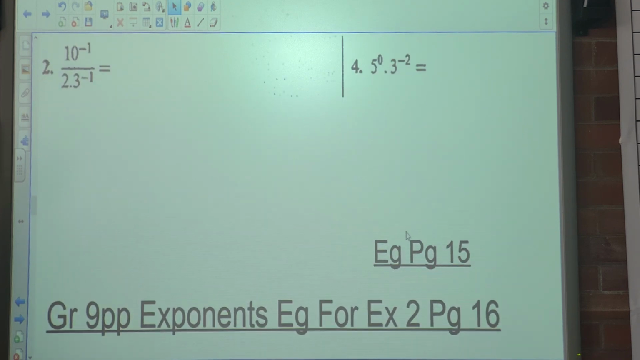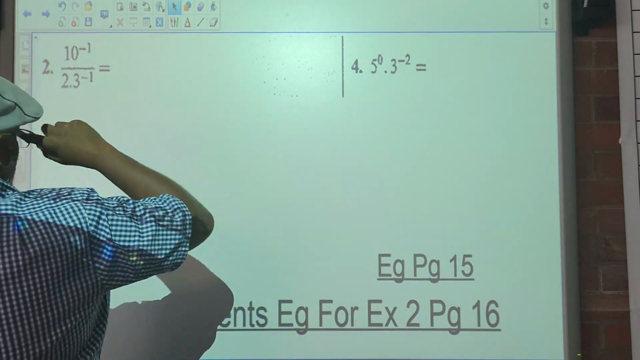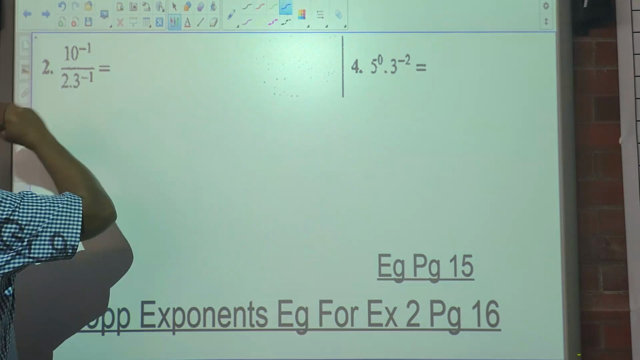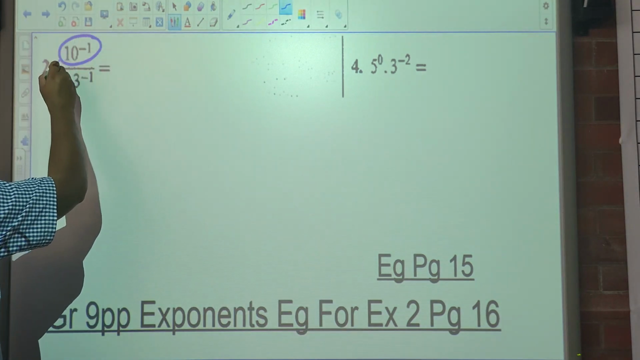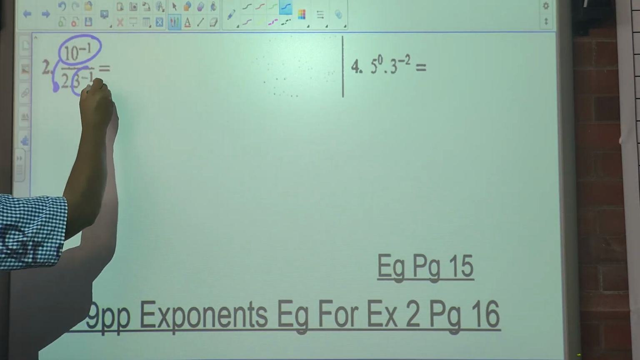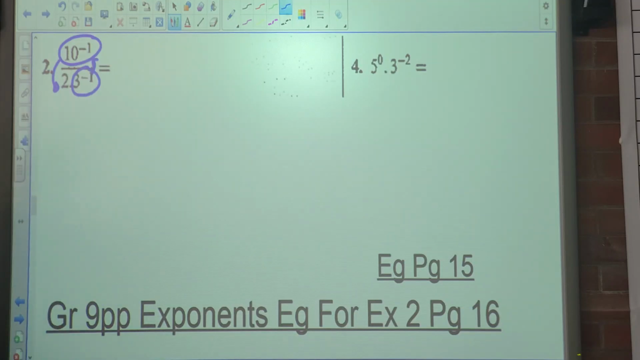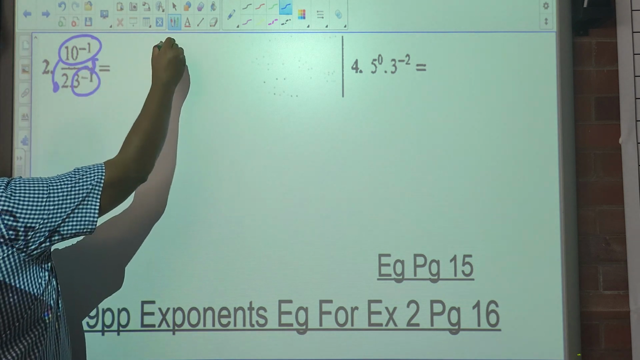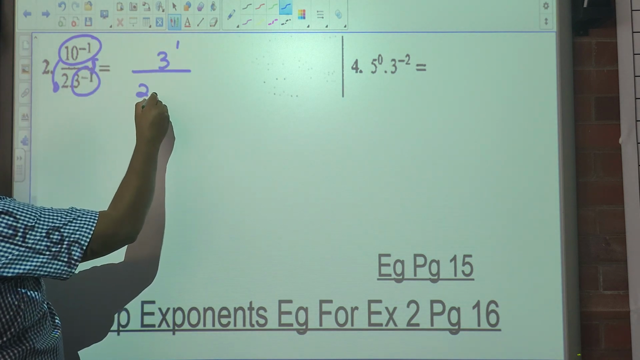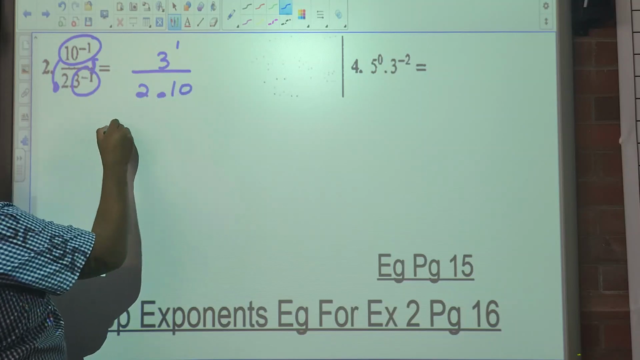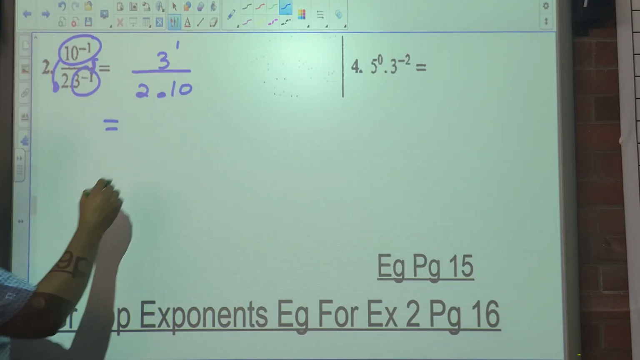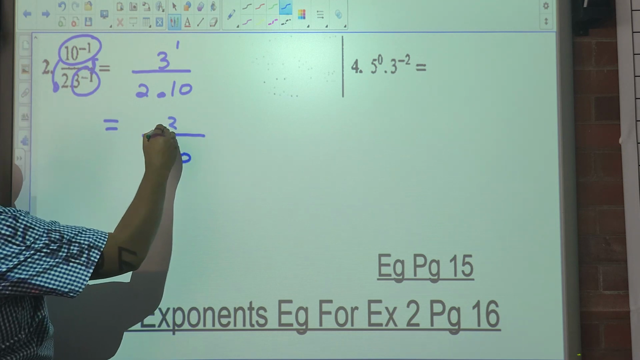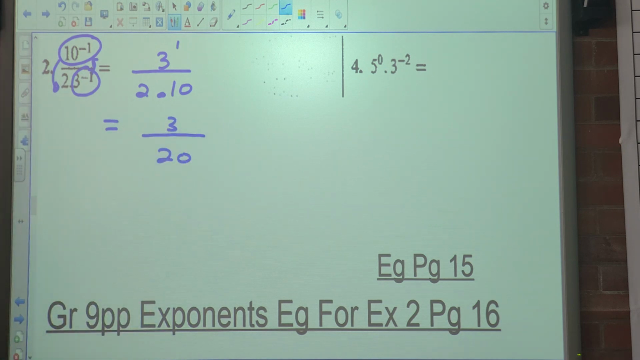Alright, so for this one here, we've got 10 to the minus 1 over 2 multiplied by 3 to the minus 1. What must happen here? 10 to the minus 1 must come down, not so? And 3 to the minus 1? So what will it be? It will be 3 to the 1 over 2 times 10. What's 2 times 10? 20. So it's 3 over 20. Any confusion there? No?